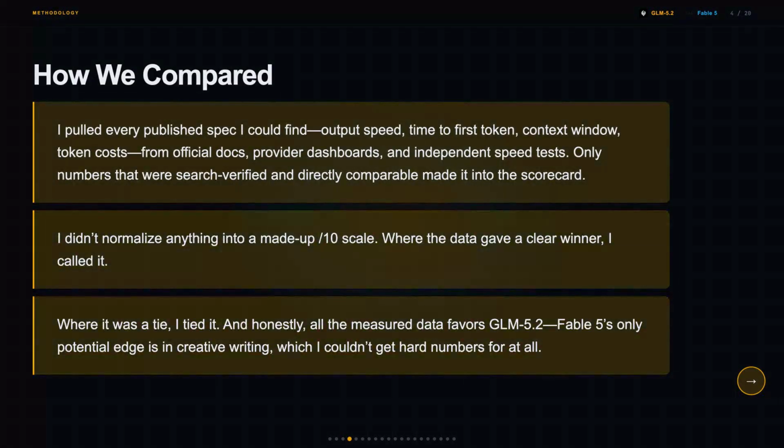So who's this comparison actually for? If you're shipping a product that calls a model at scale, or running long context pipelines in Chinese or English, the difference between these two isn't academic. A cost gap this size can flip your unit economics entirely. And picking the wrong one means you're either burning budget for no reason or leaving real speed on the table.